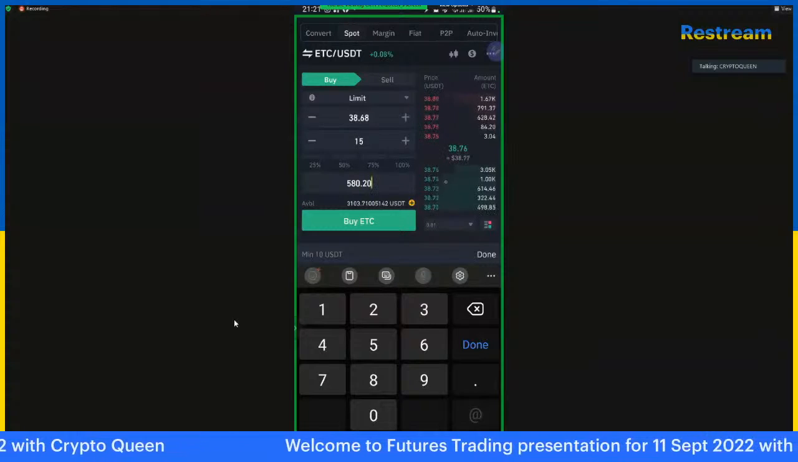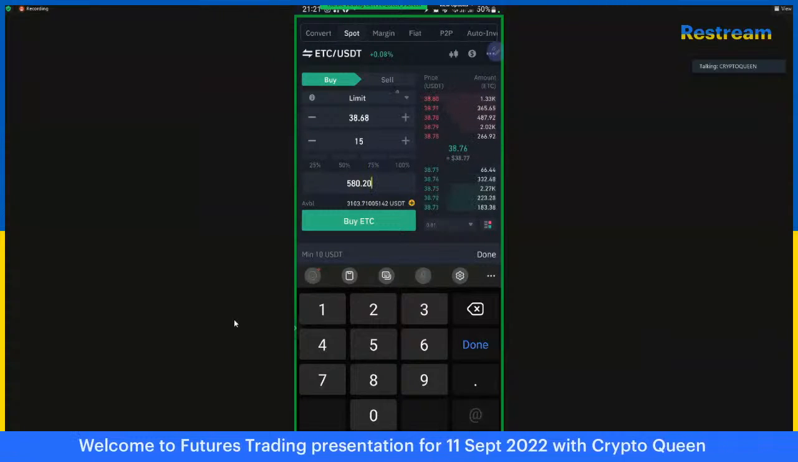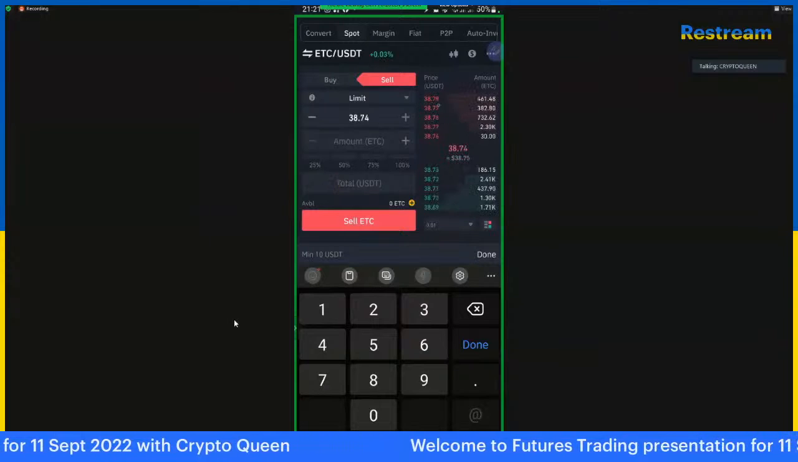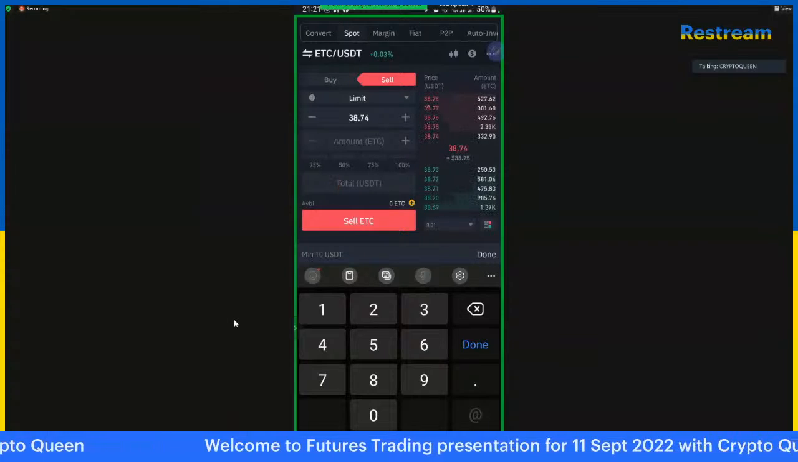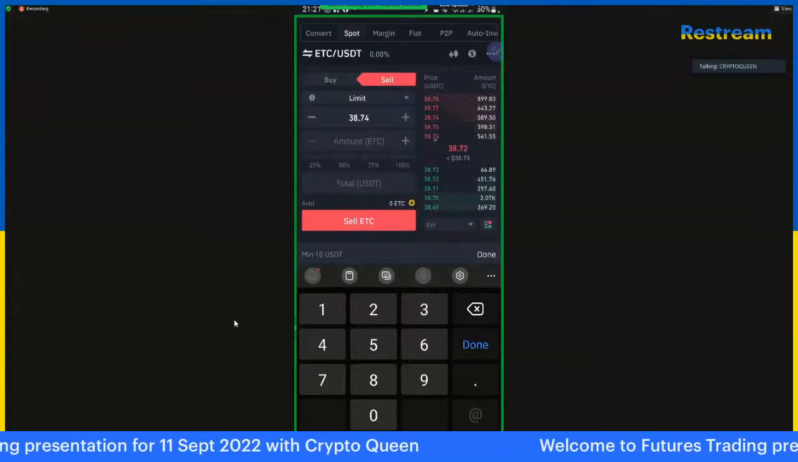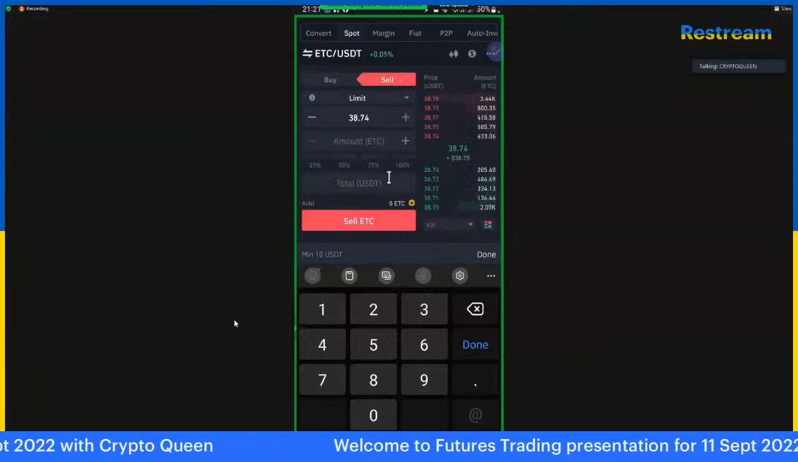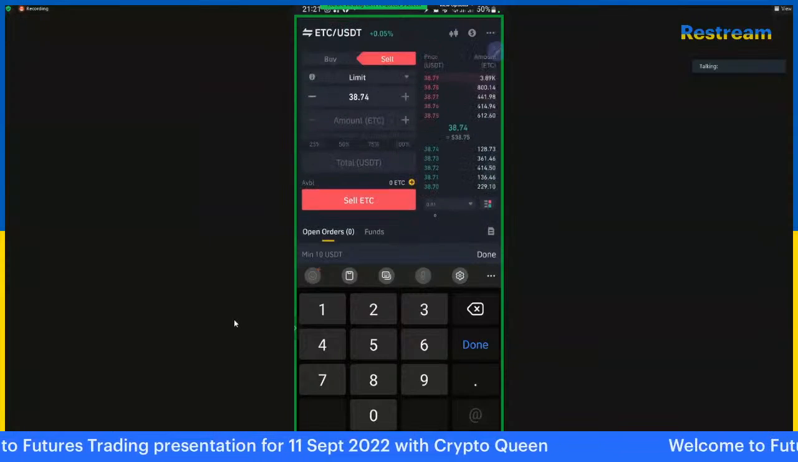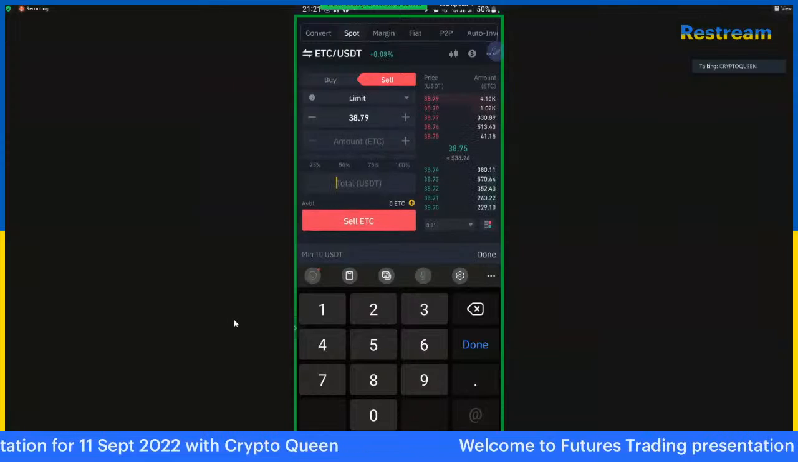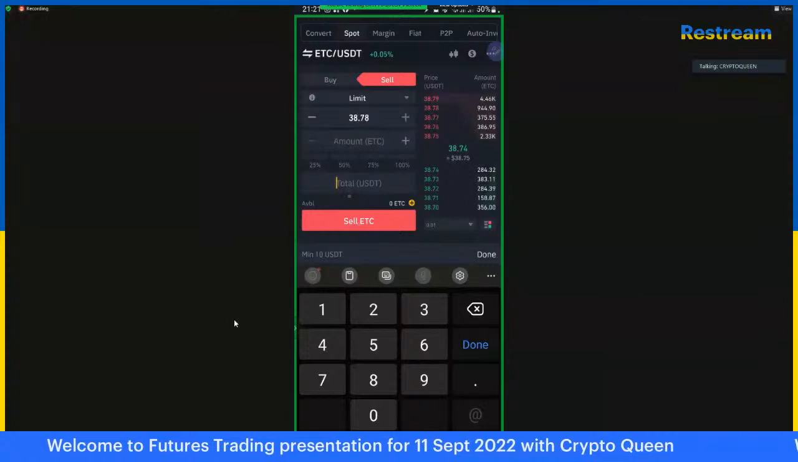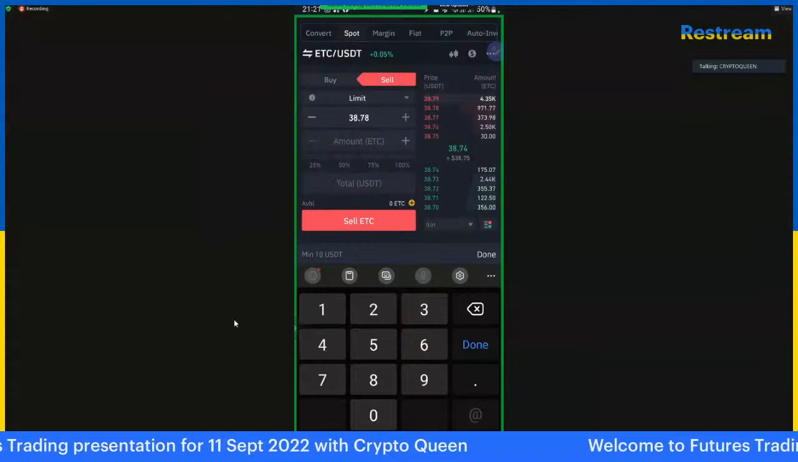Now, these are the asks. If you want to sell what you have, the people that want to buy from you are these people that are asking, the ones in red. So once you click sell, you tap one of them and enter the amount, and someone here will buy from you.